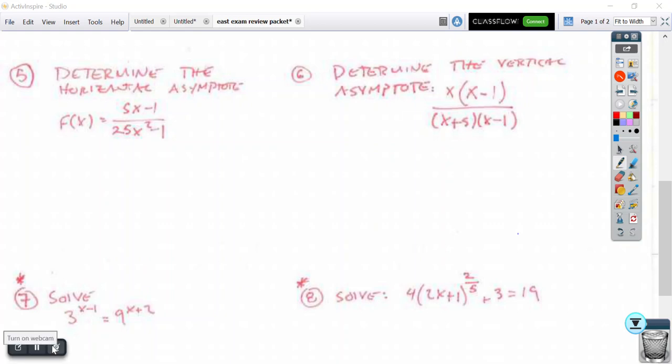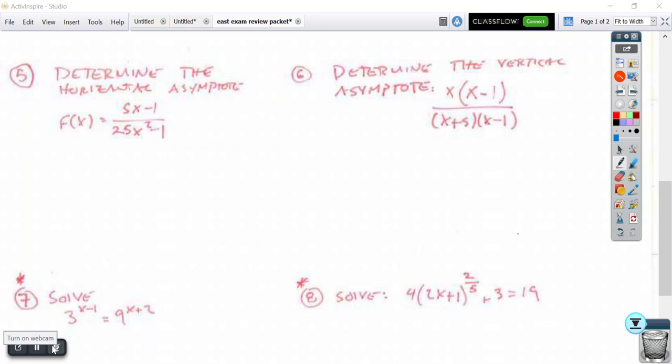All right, so we're going to take a look at finding some asymptotes. Vertical asymptotes are a little bit easier to deal with, maybe, I don't know, than horizontal asymptotes. And here's the trick with vertical or horizontal asymptotes.